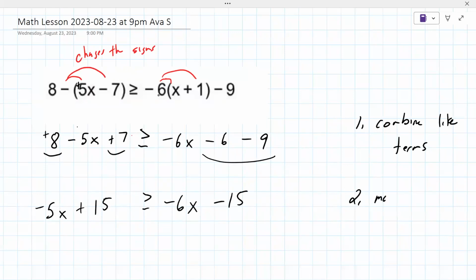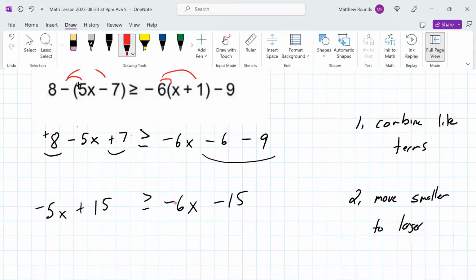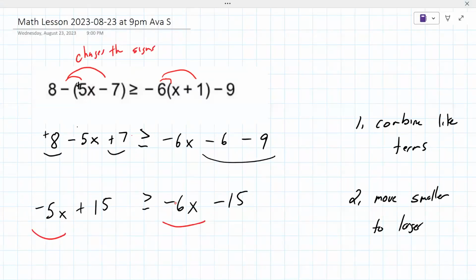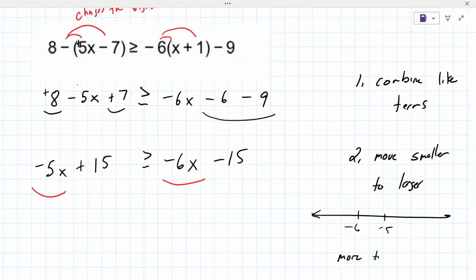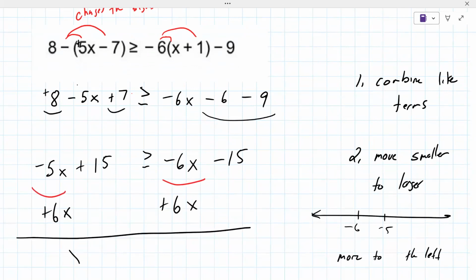The second thing here is you move smaller to larger. And when I say that, I'm referring to -6x and -5x. Which is smaller, -6x or -5x? We're looking at a number line, like which is more to the left, -6 or -5? More to the left, -6. Yeah. So that means you want to add 6x to both sides like that. So it becomes x plus 15 greater than or equal to -15.